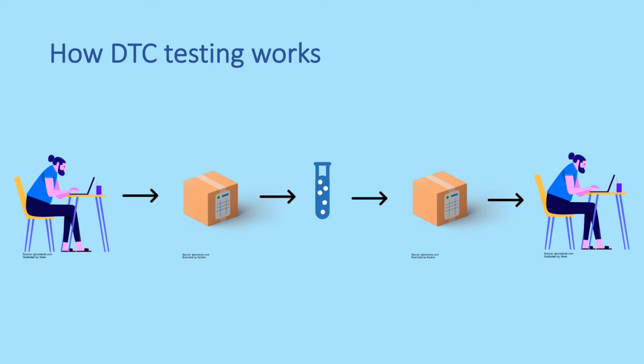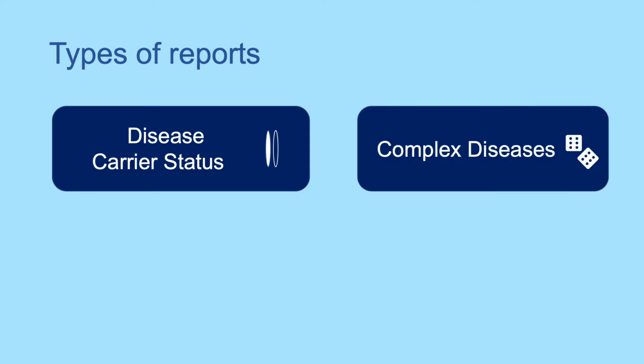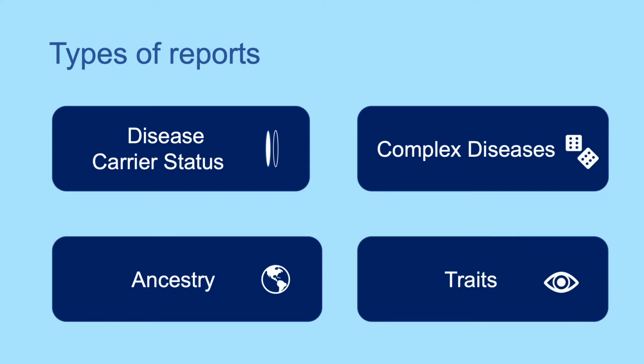When the analysis is complete by whichever method your company of choice performed, all you have to do is log on online to check your results. There's all sorts of information that you can learn from your report. You can find out whether you're a carrier for a recessive disorder, see your risk for developing a complex disease, get a detailed ancestry report, and have some fun looking at the traits influenced by your genes.